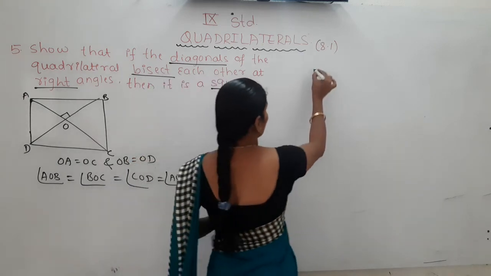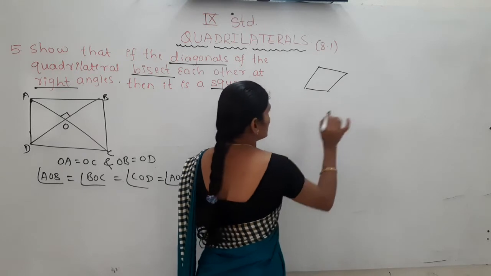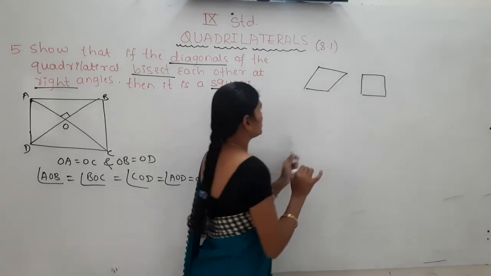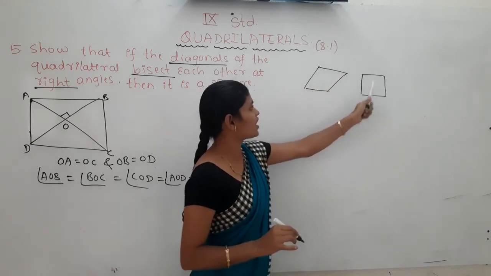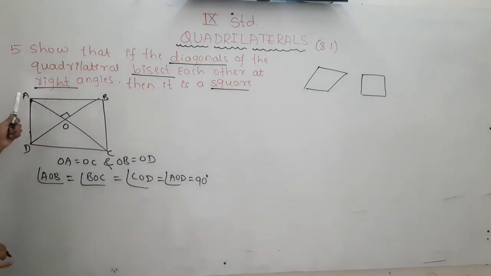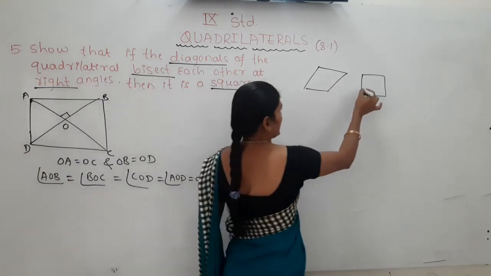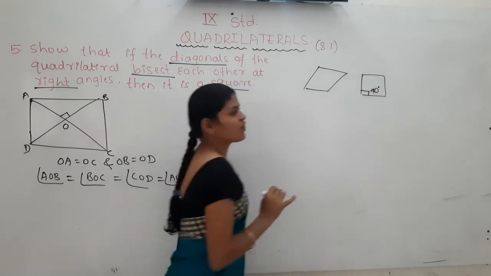In a square, all four sides are equal. In a parallelogram only the opposite sides are equal as well as parallel, but in a square all four sides are equal. That means we have to show that AB equals BC equals CD equals AD, and any one of the interior angles of this parallelogram should be 90 degrees.